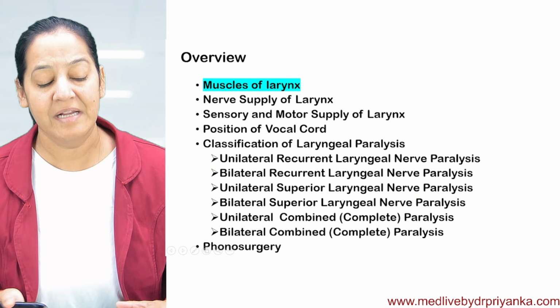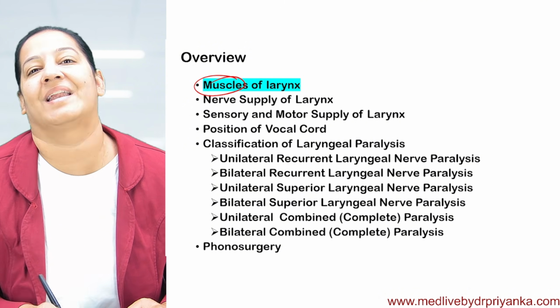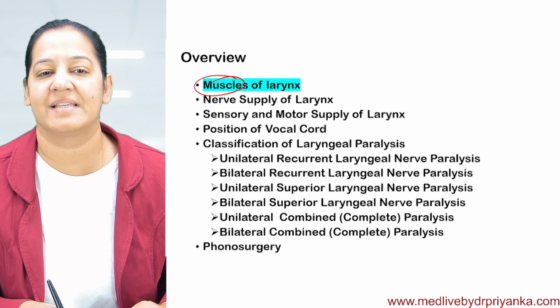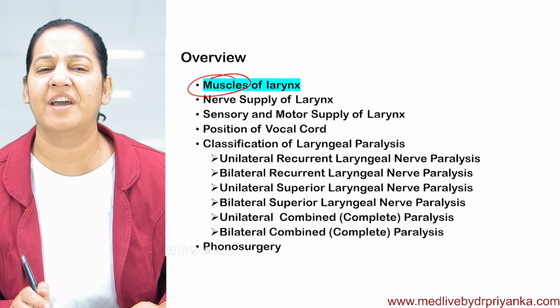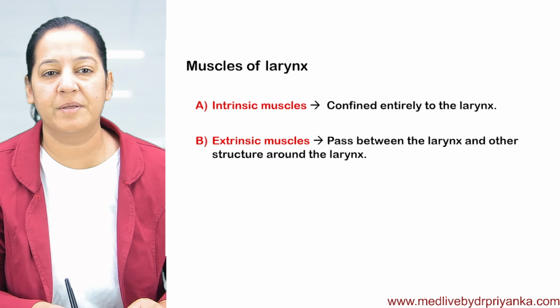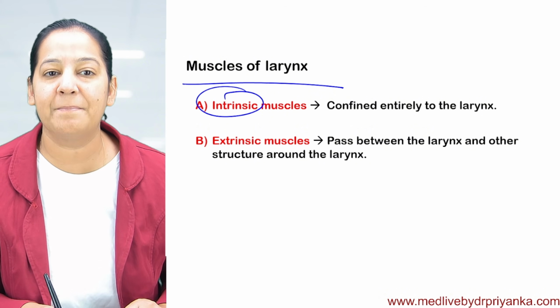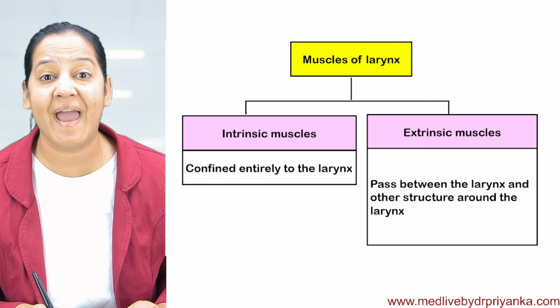So let's start. As I told you, before I start, you must revise the muscles of the larynx. Under this heading, I am going to continue the topic of laryngeal paralysis. I will be starting with muscles of larynx, which is already covered in anatomy. We divide the muscles of larynx into 2 headings, intrinsic muscle and extrinsic muscle. What do you mean by intrinsic muscle? What do you mean by extrinsic muscle?